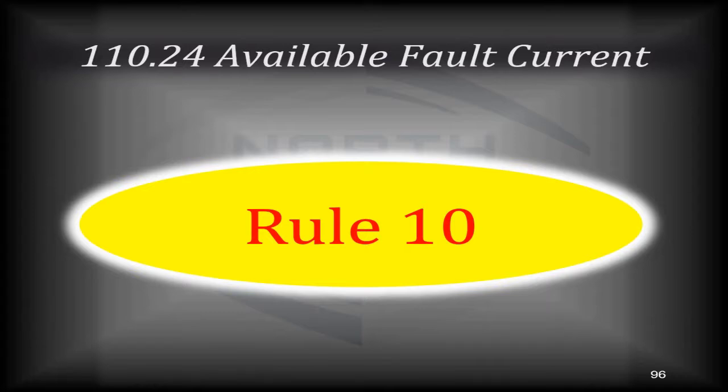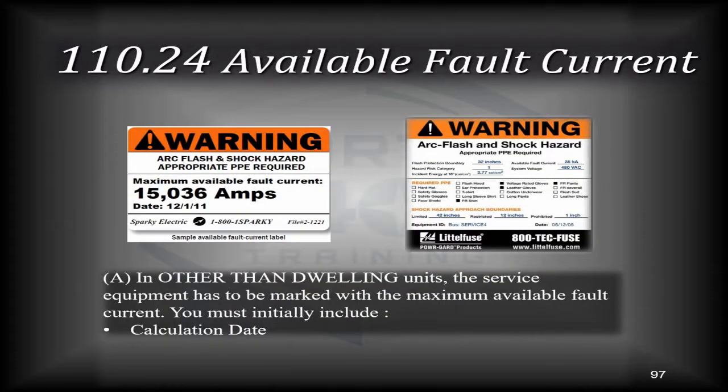110.24, available fault current, which is rule number 10. 110.24(A) says in other than dwelling units, the service equipment's got to be marked with the maximum available fault current, and it must initially include the calculation date as well.